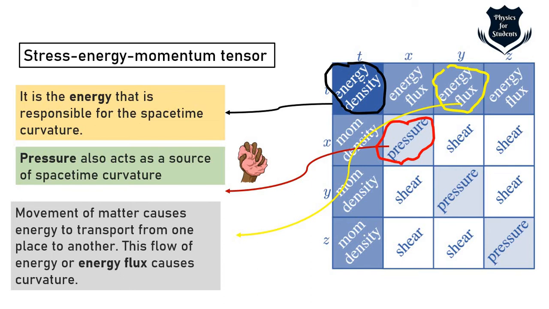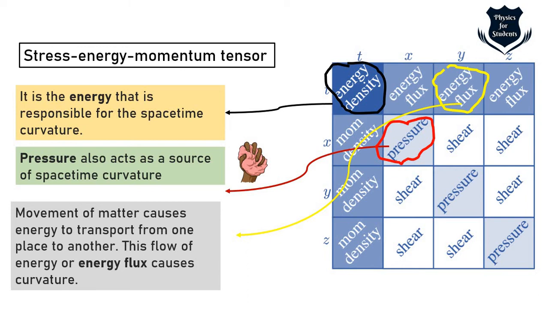Okay, so next we deal with energy flux. So you understand a flux, as I have told, is a flow of something per unit time. So movement of matter causes energy to transport or transfer from one position to another. This flow of energy causes energy flux, and obviously it causes curvature.